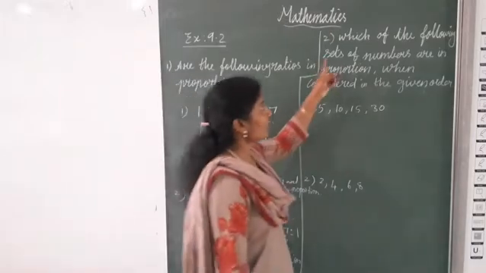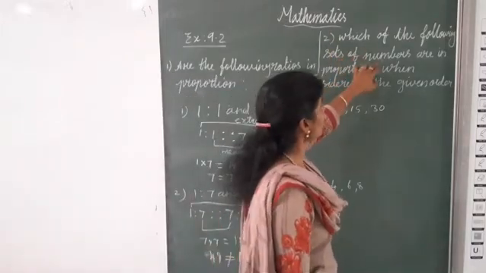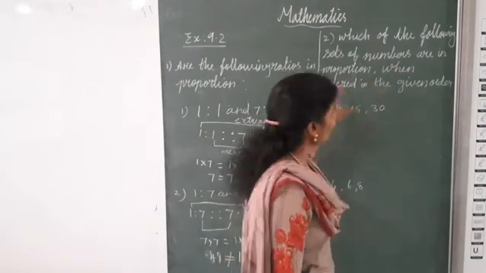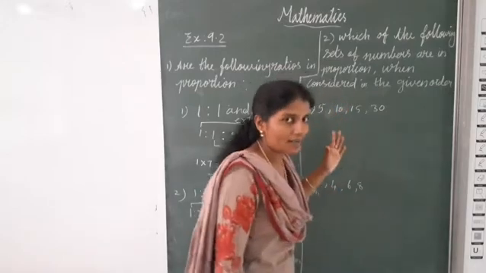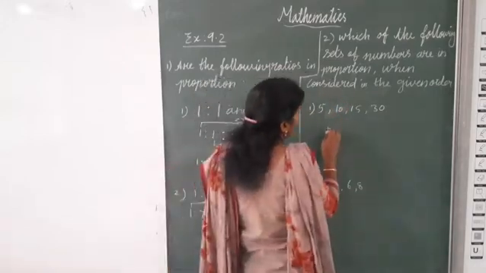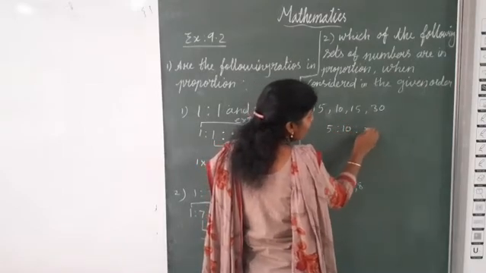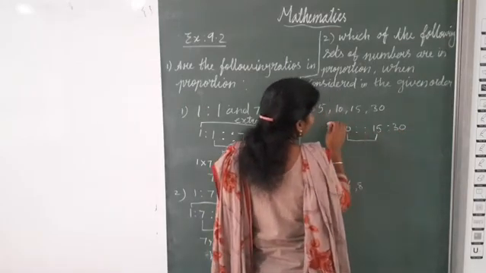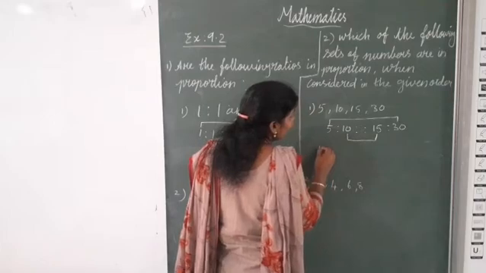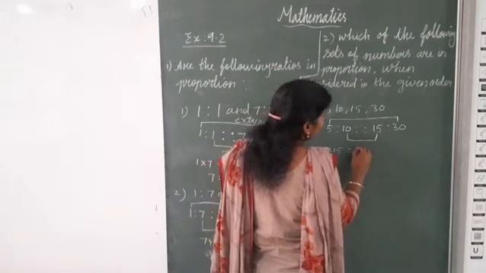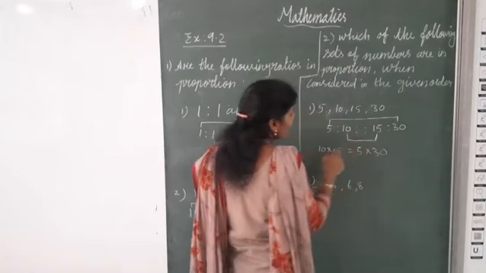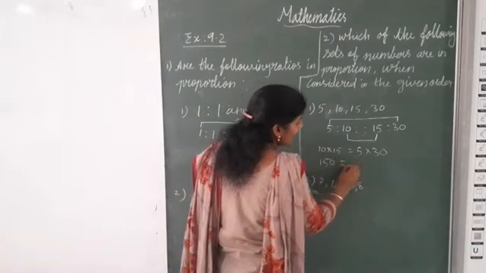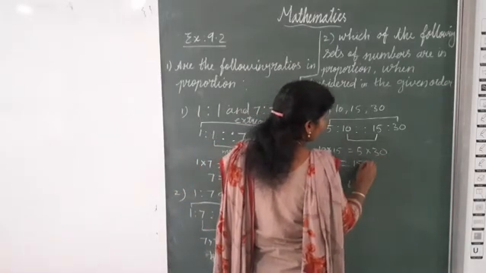Okay, now second one, which of the following sets of numbers are in proportion when considered in the given order? They are given in order. Now we can write in proportion form and check whether it is proportion or not. 5 is to 10 as 15 is to 30. Now product of means is equal to product of extremes, means 10 into 15 is equal to 5 into 30, isn't it? 10 into 15, 150, is equal to 5 into 30, 150.